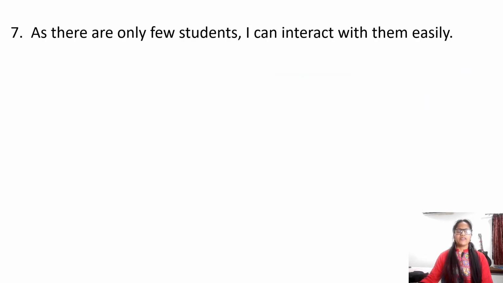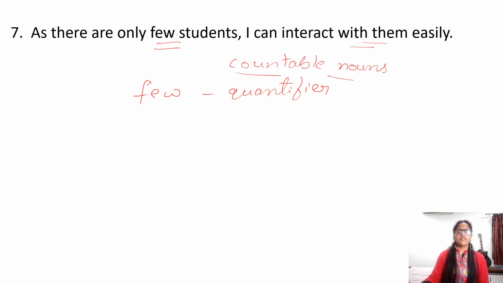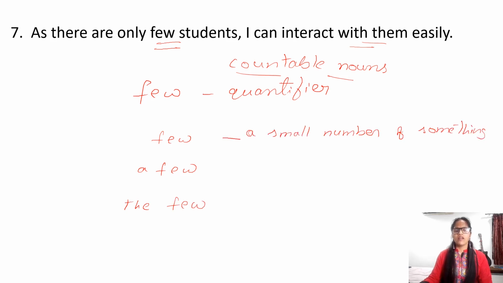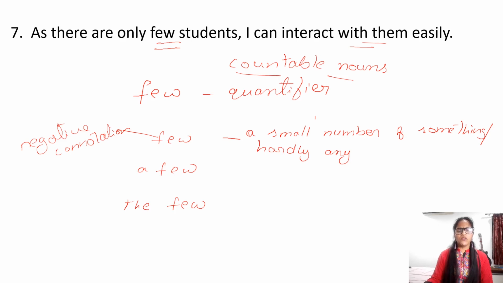Next one, as there are only few students, I can interact with them easily. Few is a quantifier and it refers to countable nouns. Now let's see the difference between few, a few and the few. Few emphasizes a small number of something, or hardly any. Few is used in a negative connotation. Now what is the meaning of a few? A few means some. The few means not many but whatever there is.